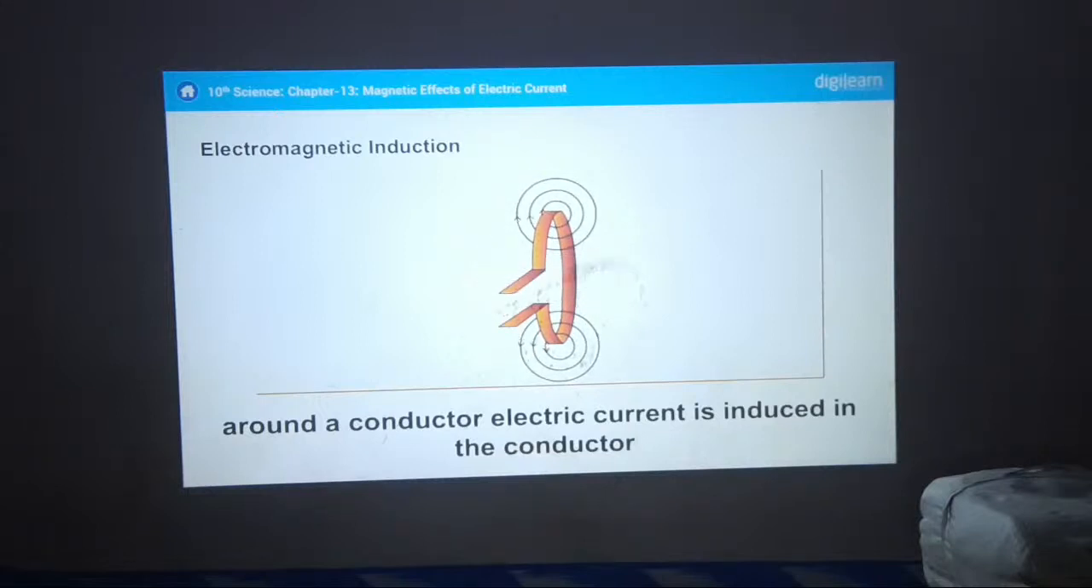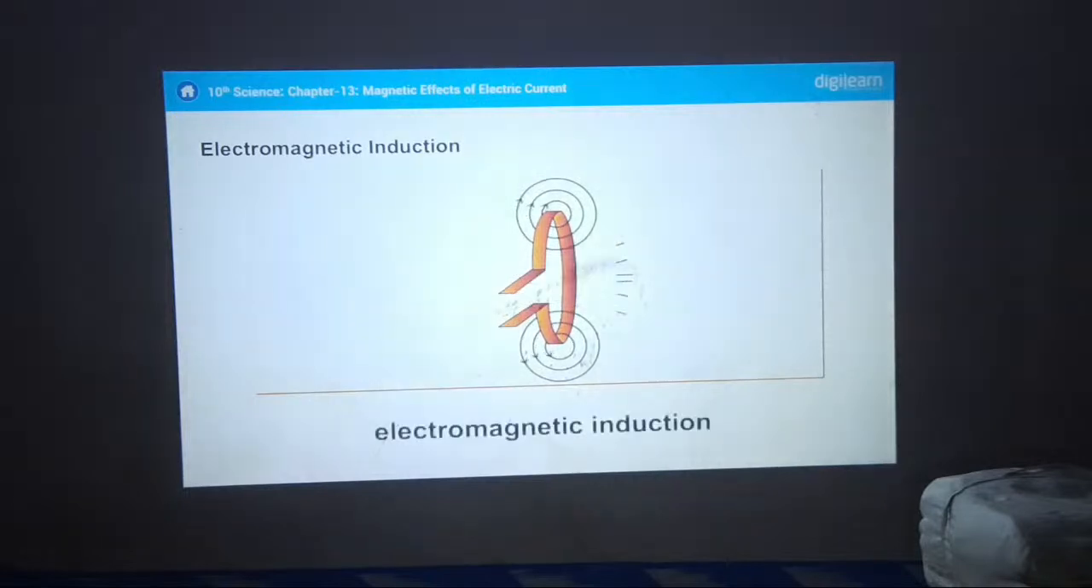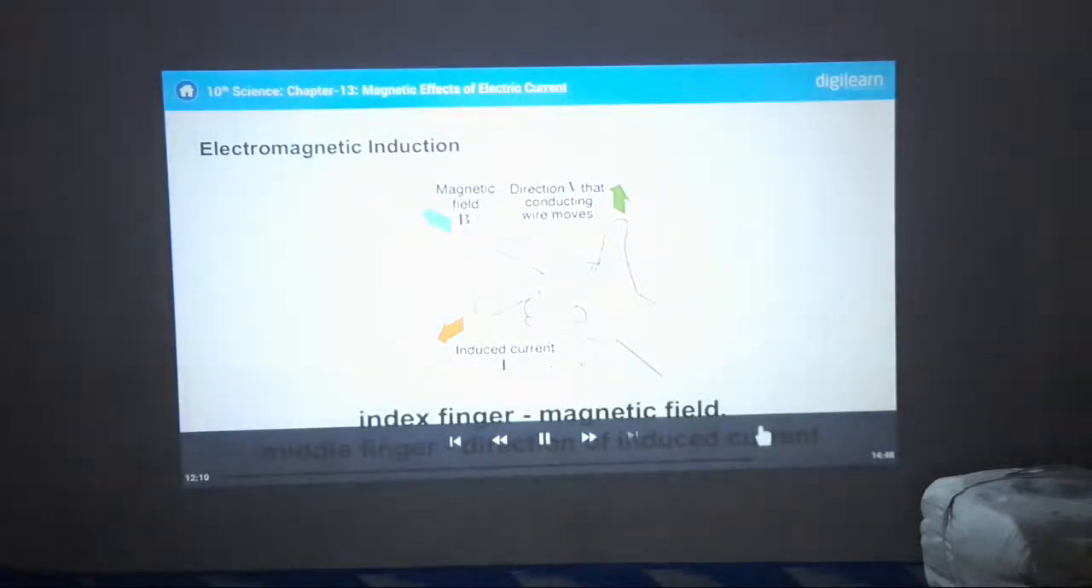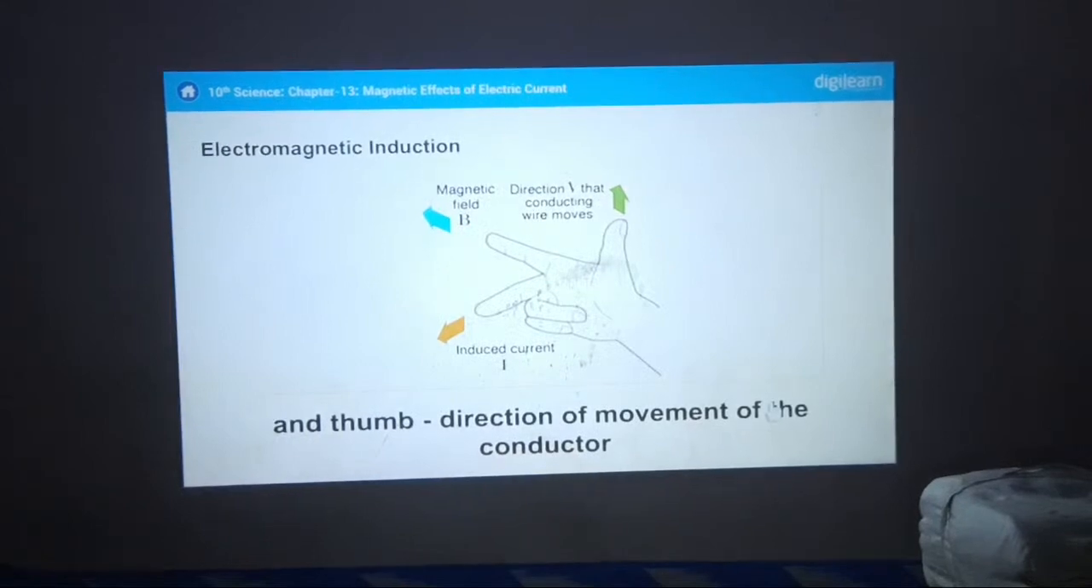In other words, when a conductor is brought in relative motion with a magnetic field, a potential difference is induced in it. This is known as electromagnetic induction. Electromagnetic induction can be explained with the help of Fleming's right-hand rule. If the right hand is stretched in a way that the index finger, middle finger, and thumb are in mutually perpendicular directions, then the thumb shows the direction of movement of the conductor.